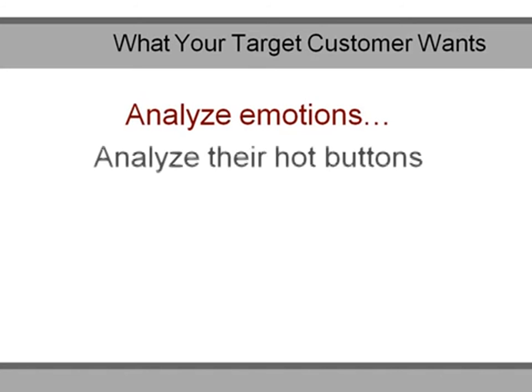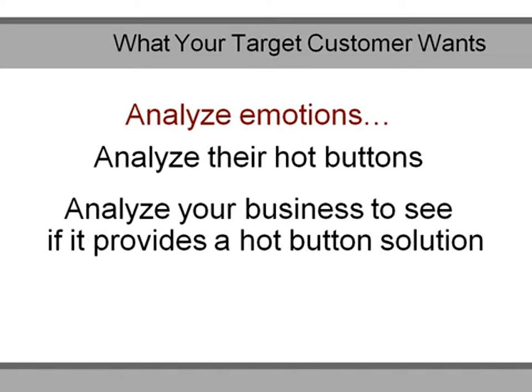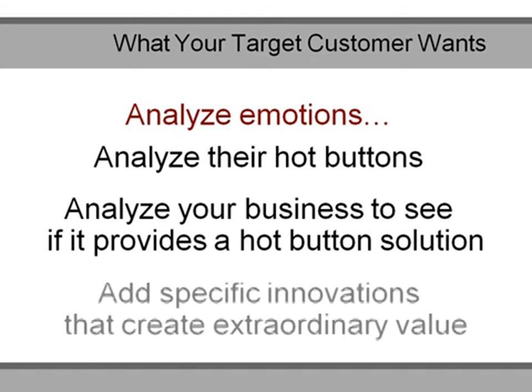So the first thing you must do is discover what your target customer really wants. In order to accomplish this, you need to take the emotional information from your target customer profile and analyze it using three very simple techniques. You're going to analyze their hot buttons. Then you're going to analyze your business to see if it provides a valuable solution to their hot buttons. And finally, you're going to add specific innovations that will create extraordinary value for what you sell. It's these innovations that will enable you to dominate your market.